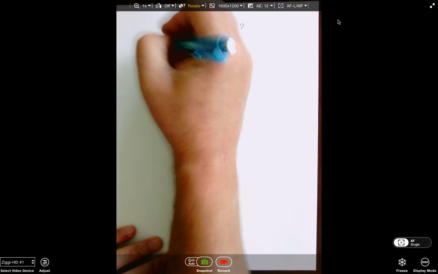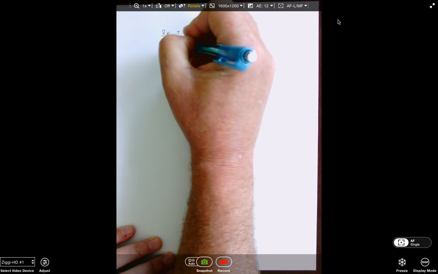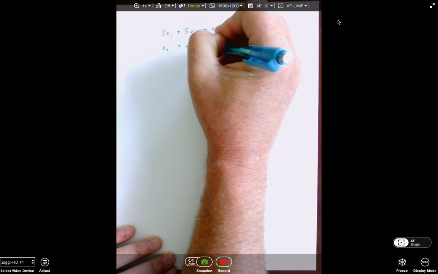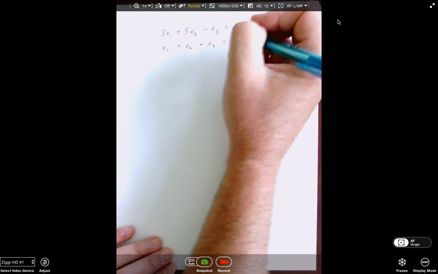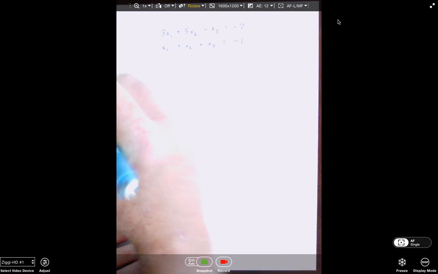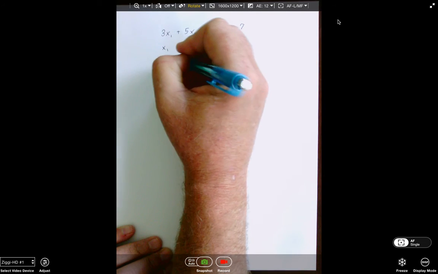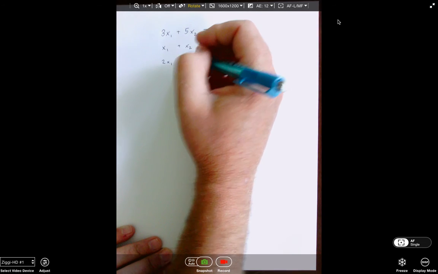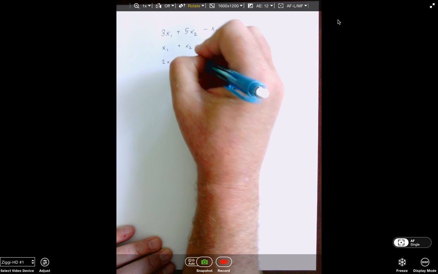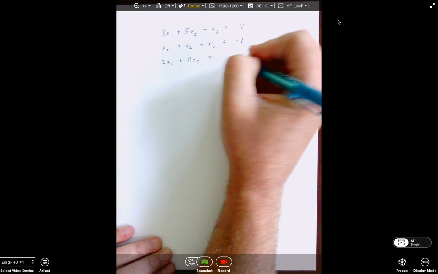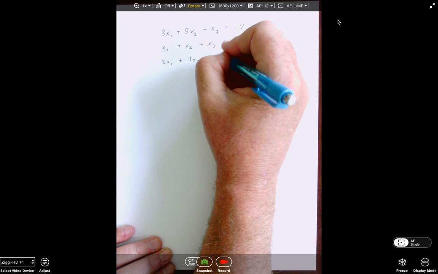x1 plus x2 plus x3 is negative 1. And 2x1 plus 11x3 equals 7.